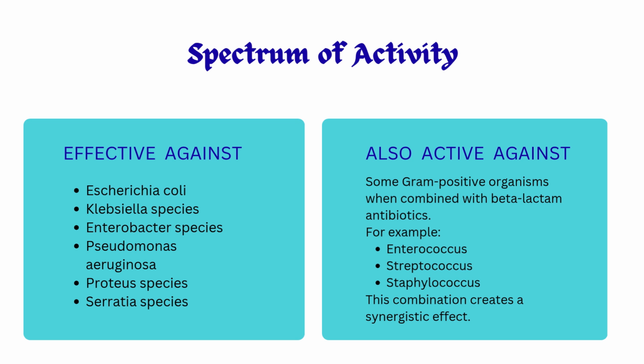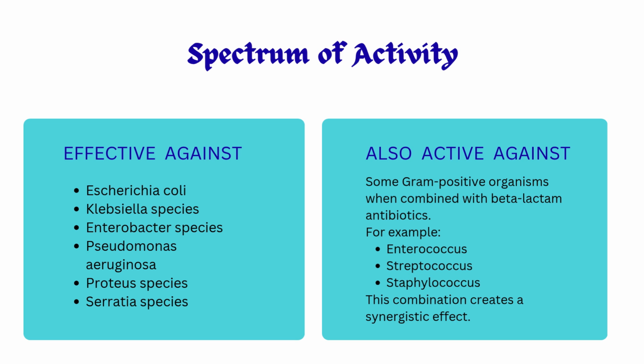Activity against gram-negative bacteria. Aminoglycosides are highly effective against Escherichia coli, E. coli, Klebsiella species, Proteus species, Enterobacter species, Serratia species, and Pseudomonas aeruginosa. Because of their potent activity against these pathogens, aminoglycosides are frequently used in severe hospital-acquired infections.